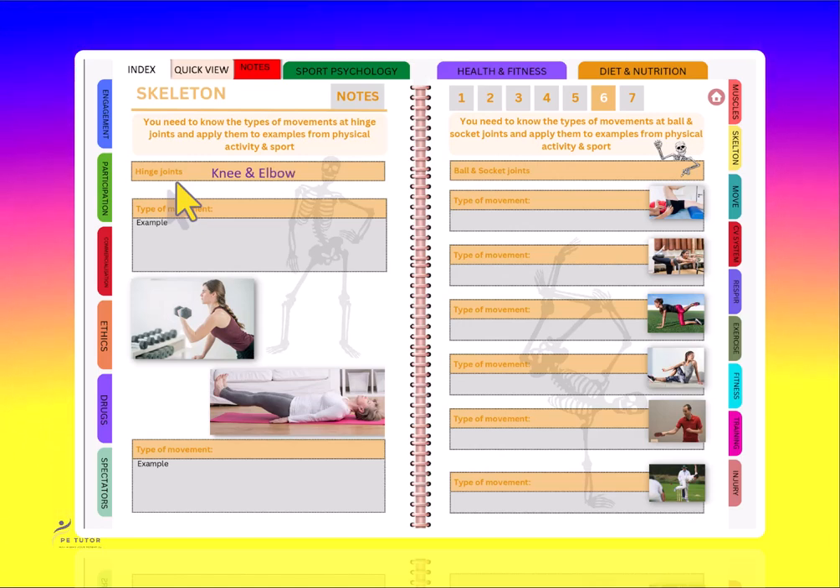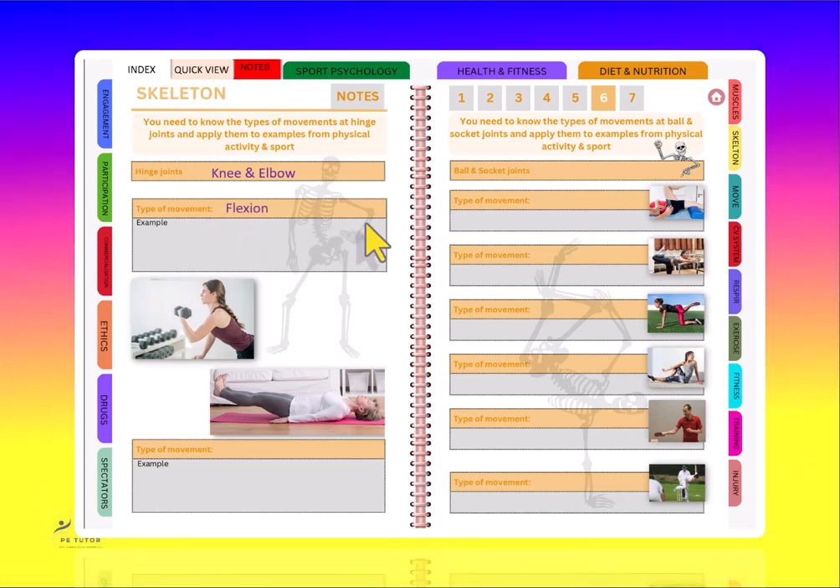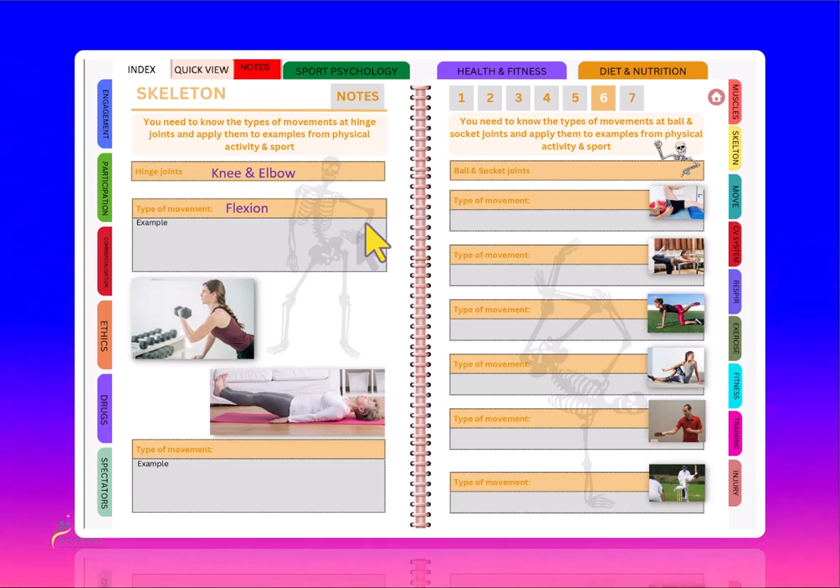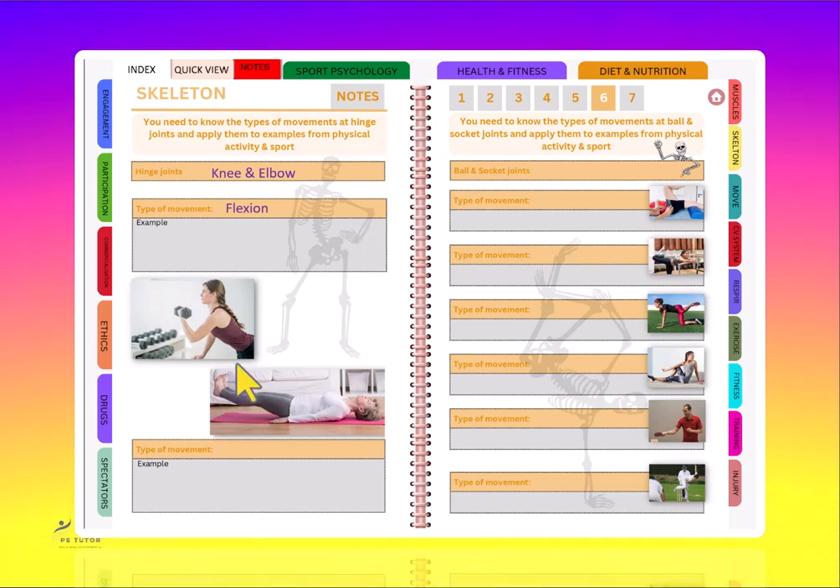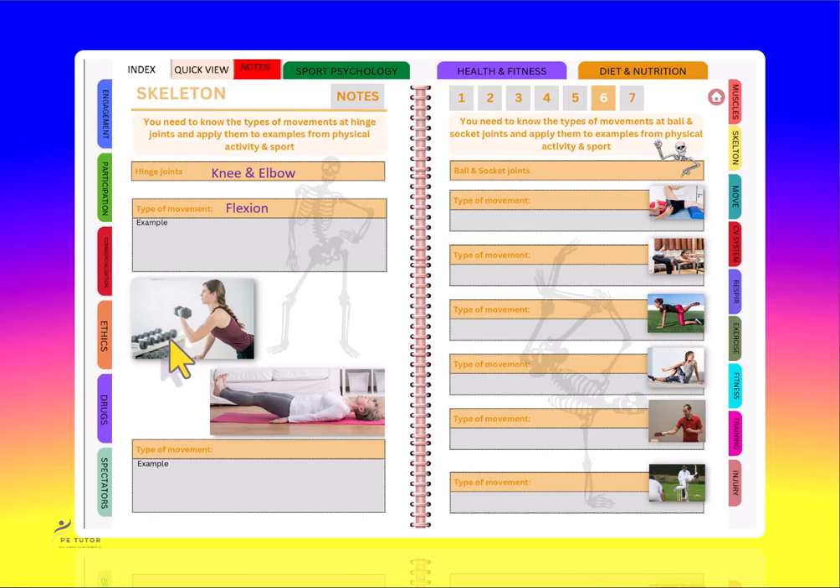And we talked about this last time, but just to reiterate, the types of movement at the knee and the elbow are flexion, and the other one's coming up in a minute. Flexion is when we make the angle of the joint smaller. If we look at this bicep curl here, if she'd started with the bicep curl out here with her arms straight, and she's moving it towards her shoulder up here, we're making the angle here smaller. So that's what we mean by flexion.